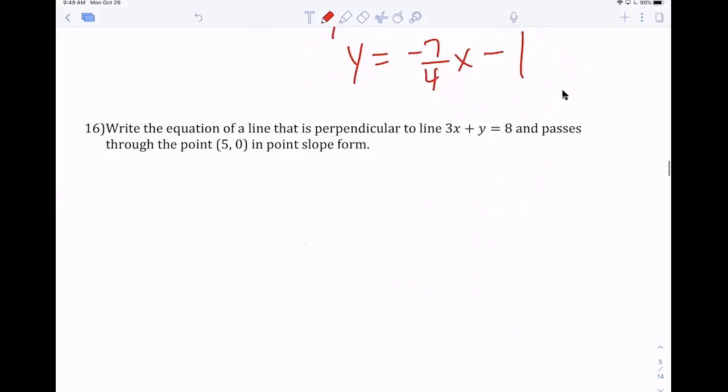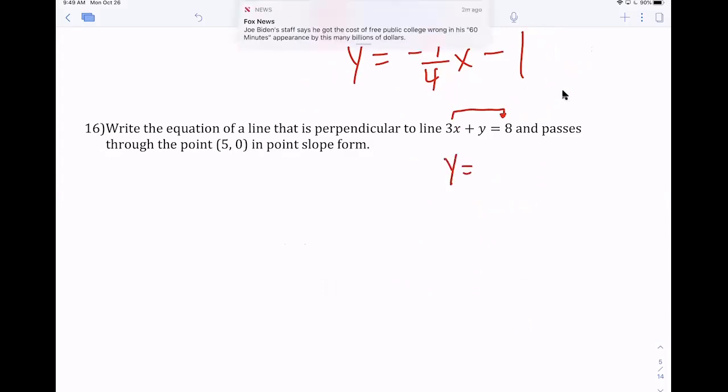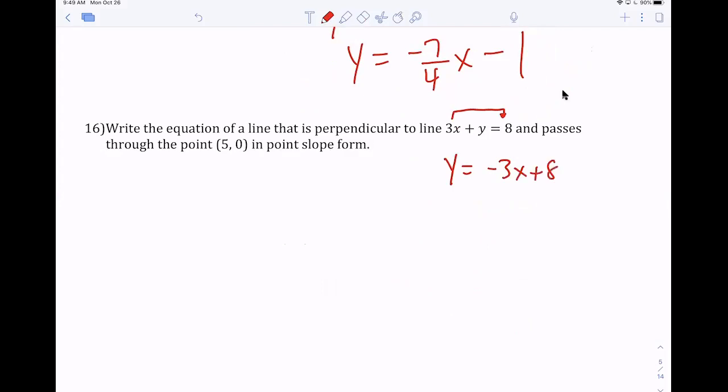Why is this one all kinds of problems? Because it's 3x plus y. Yeah, so what do I have to do with the 3x? Subtract 3x. Yes, move it over. Thank you. That was a good job. So y equals what? Negative 3x plus 8. So now I want the slope of the perpendicular. 1 over 3.